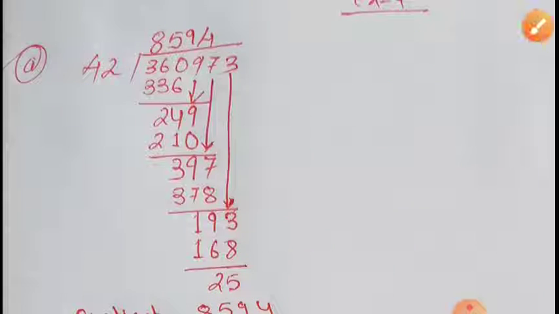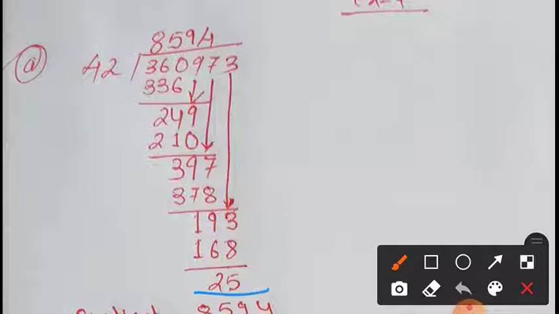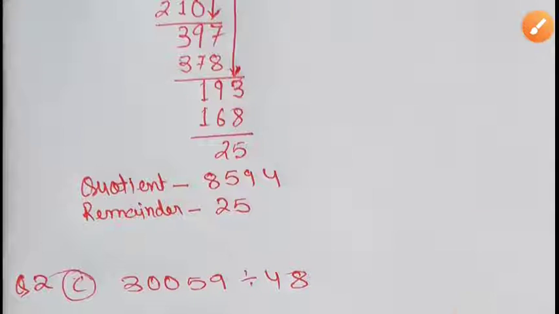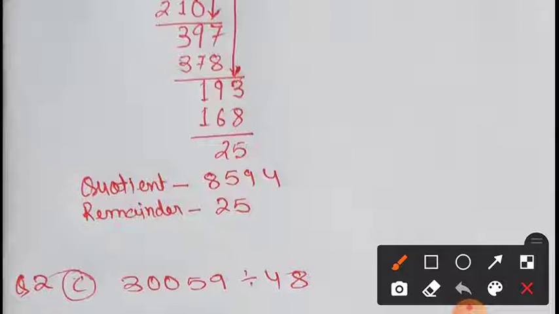Why can we not divide further? You see, our last number is smaller than the divisor, so we cannot continue dividing. We have to stop here, and no number is left here, so we have to stop. So after doing this division, we have got quotient 8594 and remainder 25. Okay, so in this manner we will do the first question, and for question number 2 I will make another video.